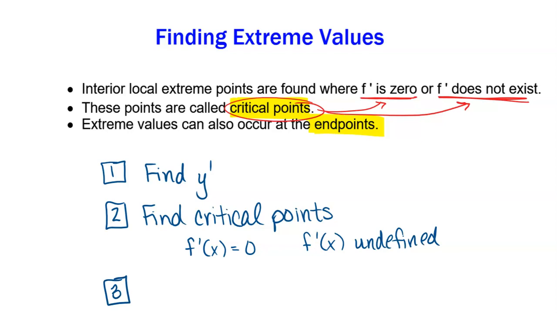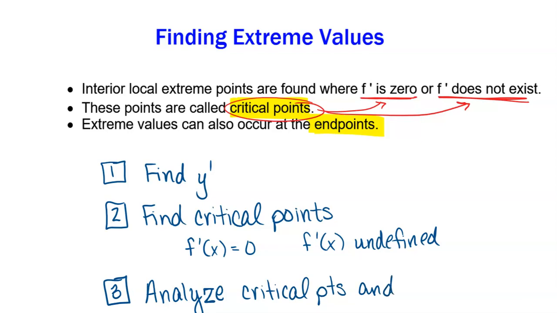Step 3 will be to take that list of critical points and analyze it. You're going to take your list of critical points and also endpoints and analyze it to determine which ones are maximums, which ones are minimums, or it's possible that some of them are neither maximums or minimums. So critical points and endpoints.